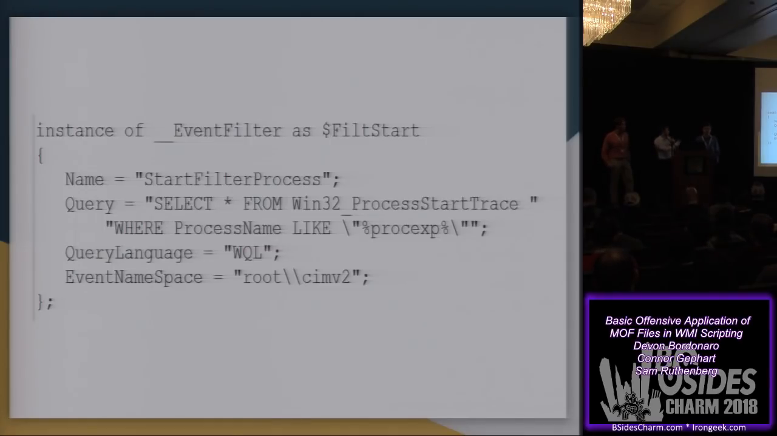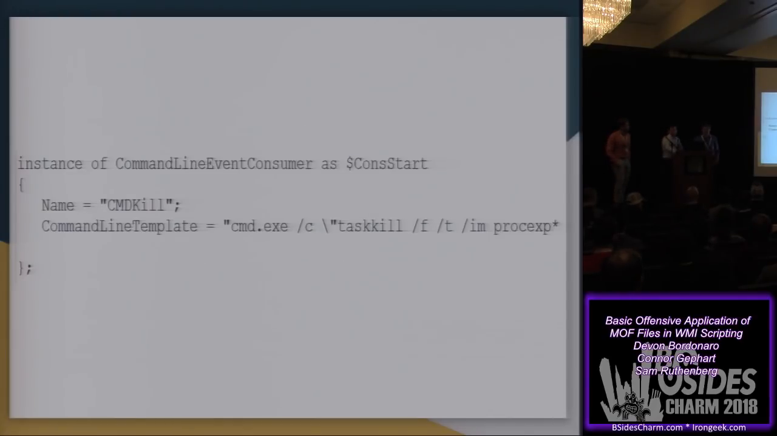Right here we have an example of an event filter that we used. This is just a pretty basic one. It's going to check the process start trace for any process named or that contains procexp. So Sysinternals Process Explorer, what we're using here. And here's the consumer.